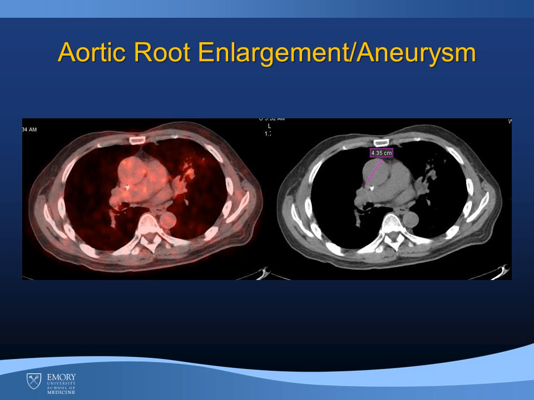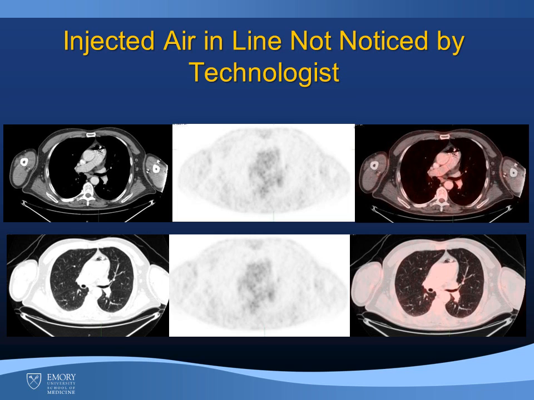This is an area that is commonly overlooked on PET-CT scans, but always be aware that there could be aneurysmal dilatation of the aortic root, and that also should be reported. This is a patient who had a contrast PET-CT. Notice that there is air in the pulmonary artery due to air in the line not noticed by the technologist when they were doing their IV contrast injection. This amount of air typically wouldn't hurt the patient, but the patient should at least be observed.